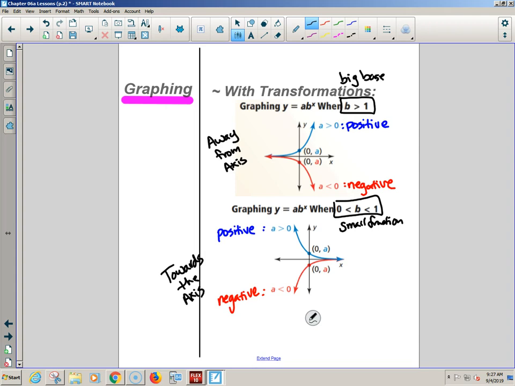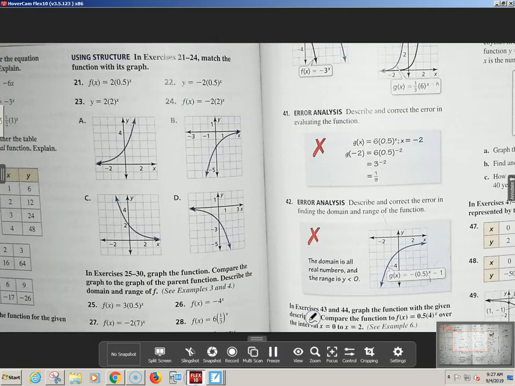Anyway, all of that to come back to, where are we? Here we go. Our matching. With that information, we should be able to make our final two matches. So we figured out the normal one went with number 23. That's kind of like the parent function. The one that, instead of growing, was decreasing, that was that little fraction guy, number 21.